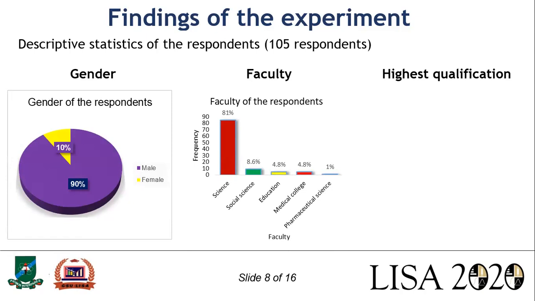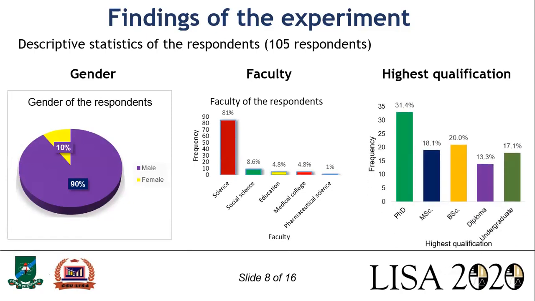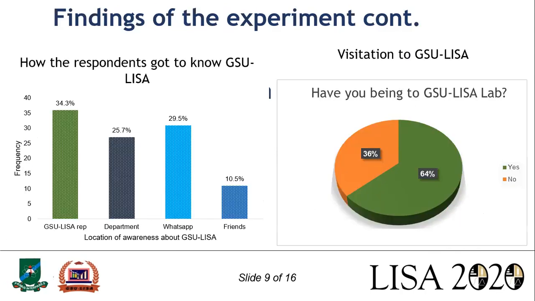For the qualifications of our respondents, the majority are PhD holders at 31.4%, the master's holders are 18.1%, BSc 20%, diploma 13.3%, and undergraduates 17.1%.